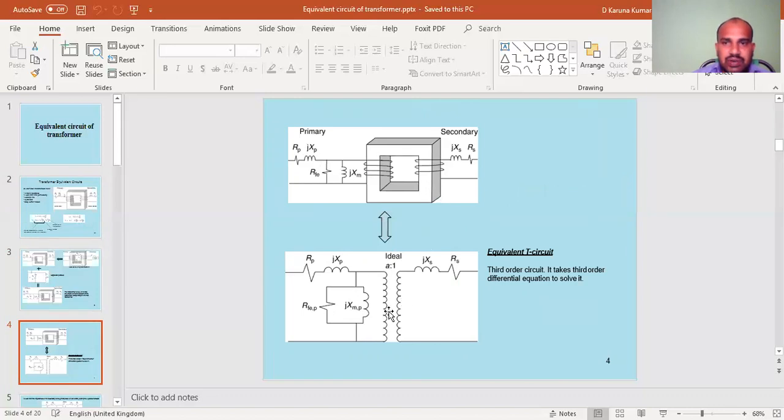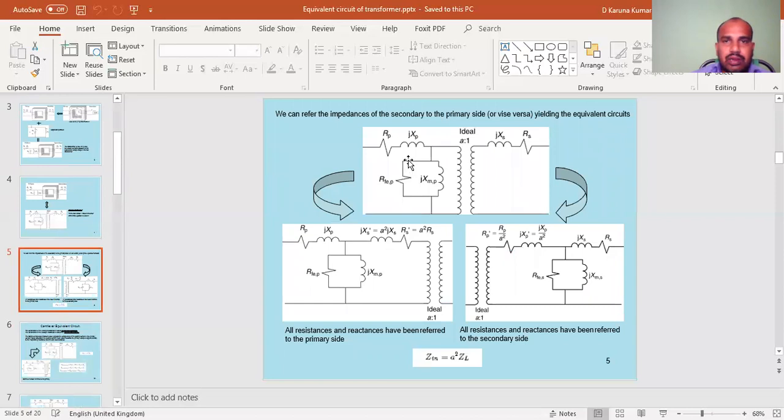Okay, this is a higher-order circuit. It takes a higher-order differential equation to be solved. Now we can refer the impedance of the secondary to the primary side and the primary to the secondary side. The equivalent circuit can be drawn with all resistance and reactance referred to the primary side, or with all resistance and reactance referred to the secondary side.